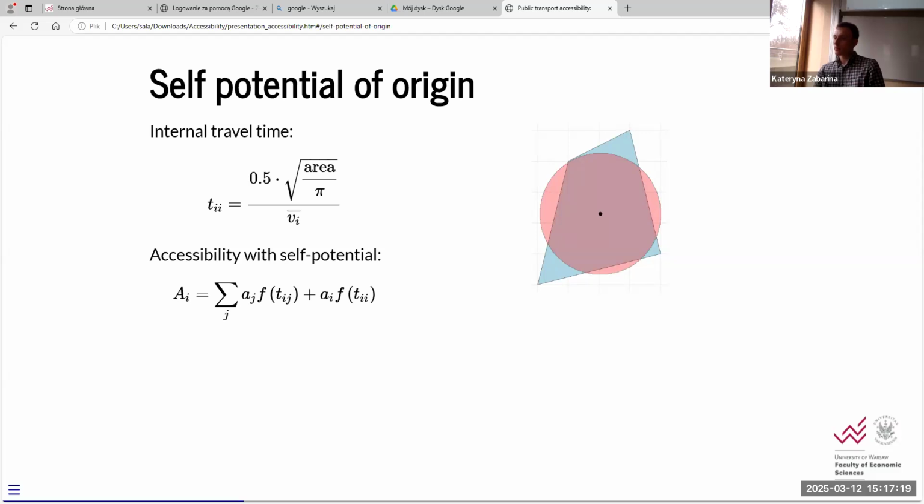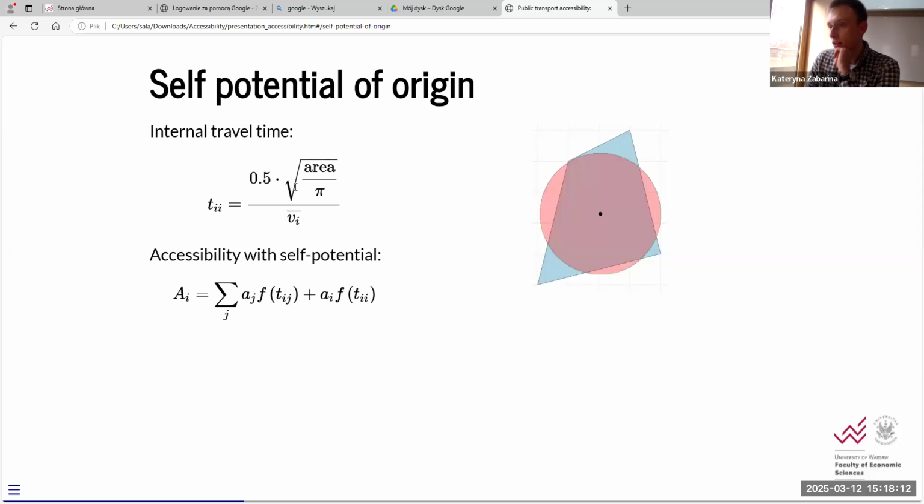So let's look at the picture on the right-hand side. Let's say that the blue polygon is our area. We take a circle that has the same area as the polygon, and we calculate the radius of that circle. So that approximates the size of our area, and this radius is multiplied by some constant, in this case 0.5. I should have put simply a letter for a constant, but never mind.